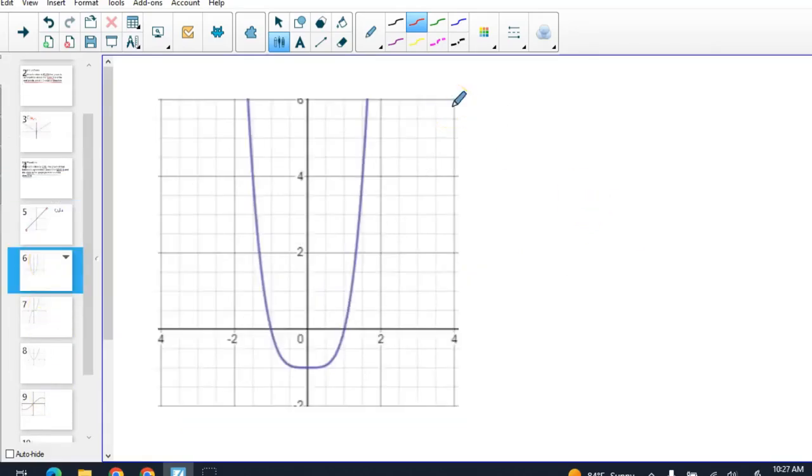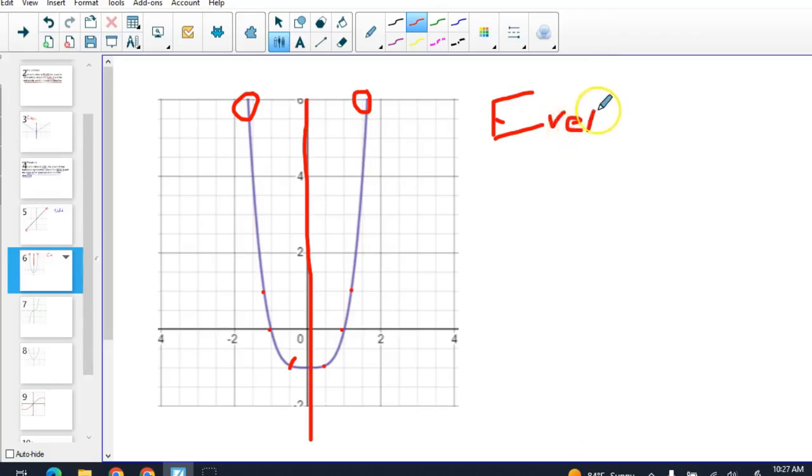So for our graph here, let's try to determine if it is even, odd, or it could be neither. Even function. Look at our y-axis. This looks like both sides of the function kind of mirror themselves on each side of the axis, right? And if we look at our endpoints, they're both heading in the same direction. So this is going to be an even function. Okay. Let's look at another one.